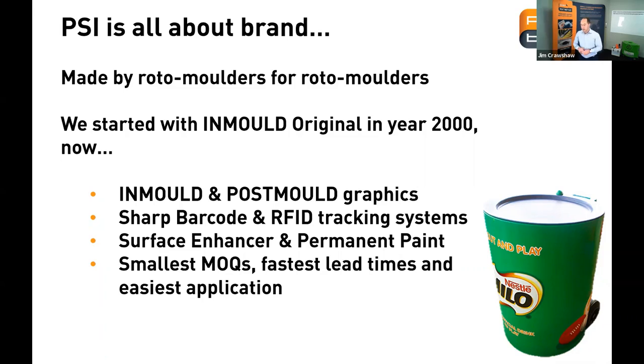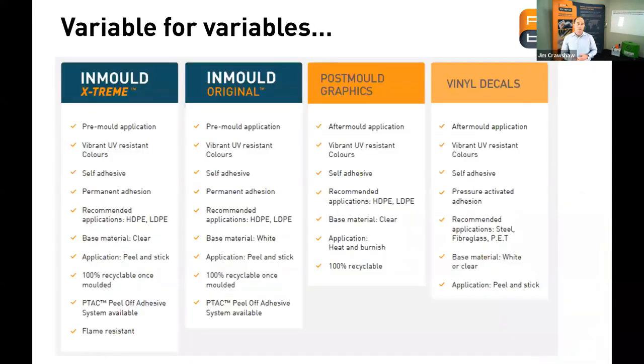I'll move right on and start taking you through the different graphic types. Starting off, I'm showing on our slide the variables. We appreciate the many variables there are in rotational molding, and there are hardly two products the same.